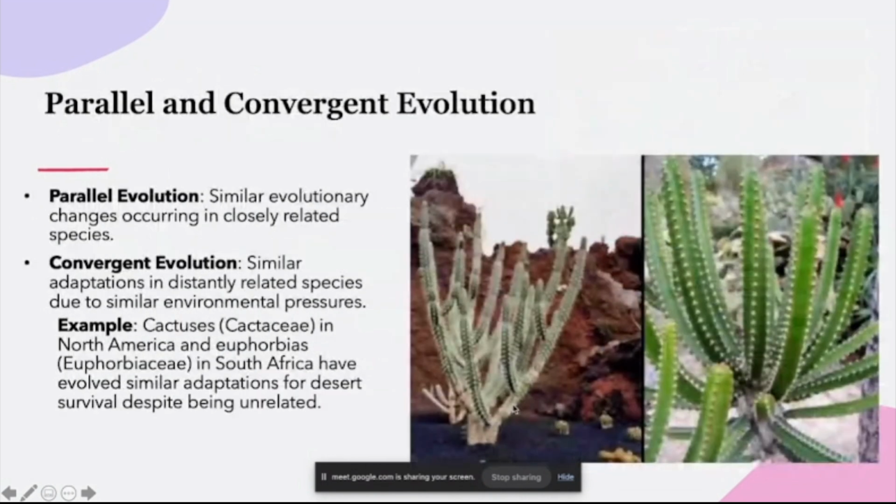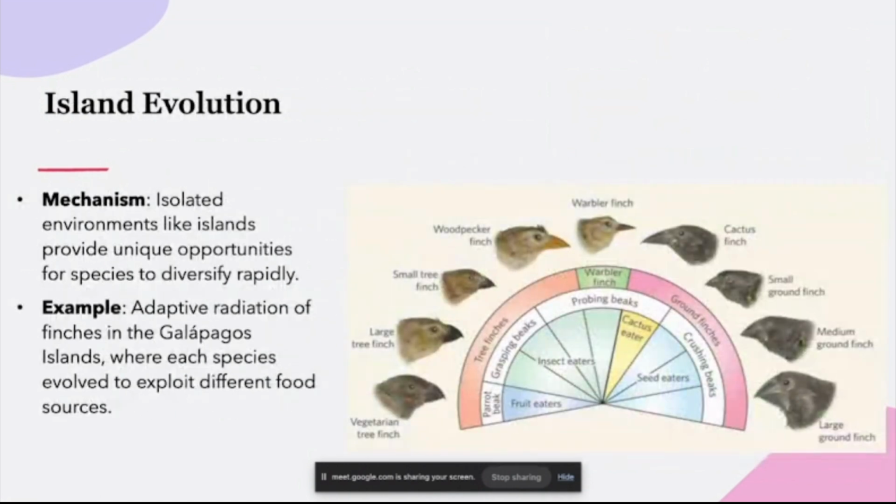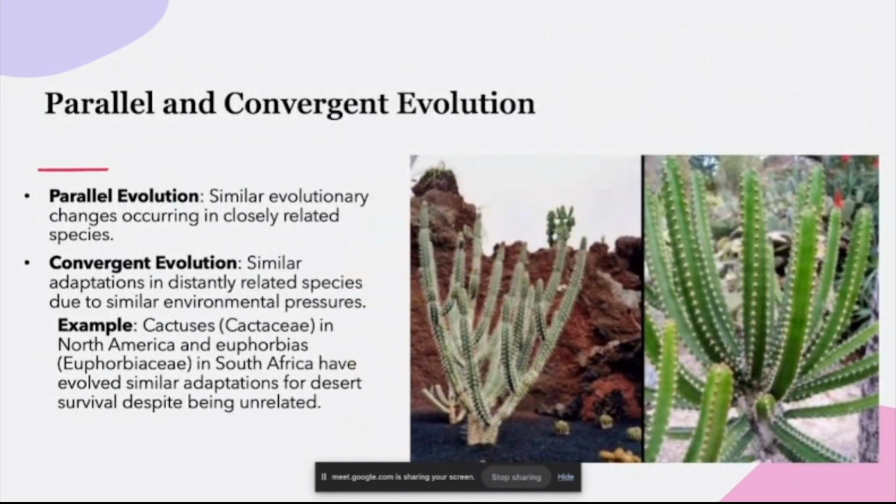Okay. And another example of this is, of course, Charles Darwin's theory of the finches, of the birds that we spoke about earlier, which we're going to talk about in this slide too. But putting the birds aside for a second, we have two other terms that we have to learn also. So we've got parallel and convergent evolution.